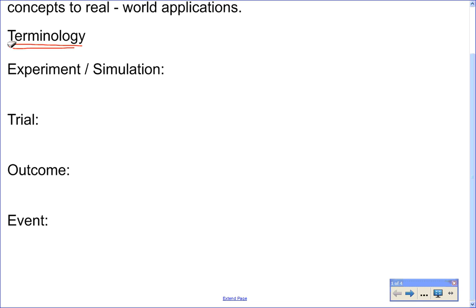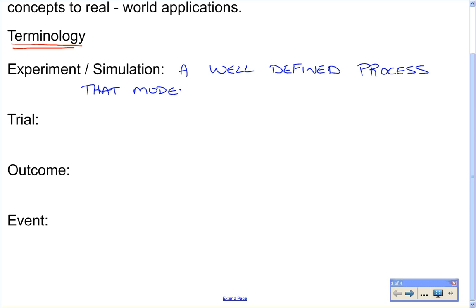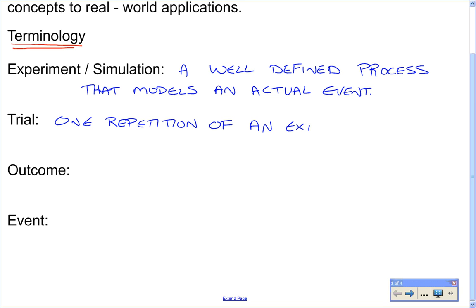So the first terminology is experiment/simulation, so the words are interchangeable. Our definition of this is a well-defined process that models an actual event. Okay. And our next one is what we call a trial. The definition of a trial is one repetition of an experiment or simulation.